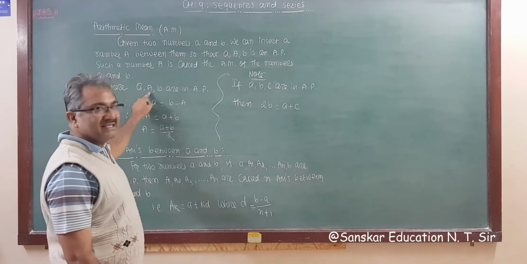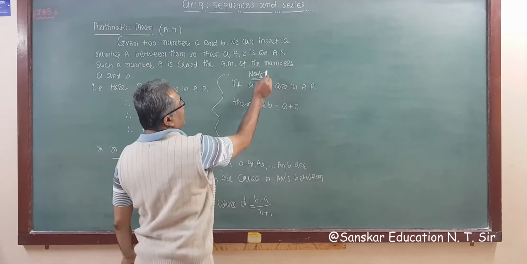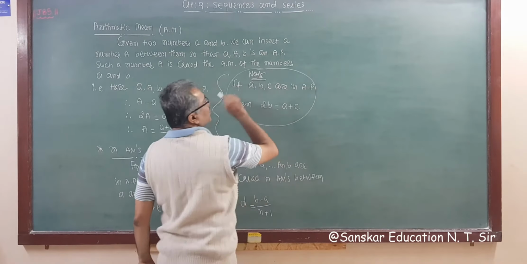So remember, as a formula, you have to remember that if three terms are in AP, then twice the middle term is the sum of the first and last term. So twice b is equal to a plus c. You have to remember this.